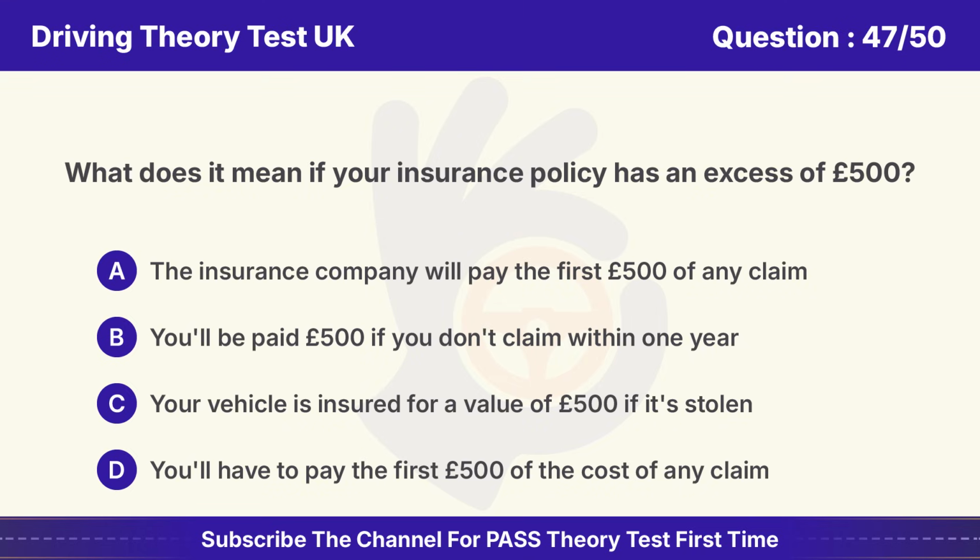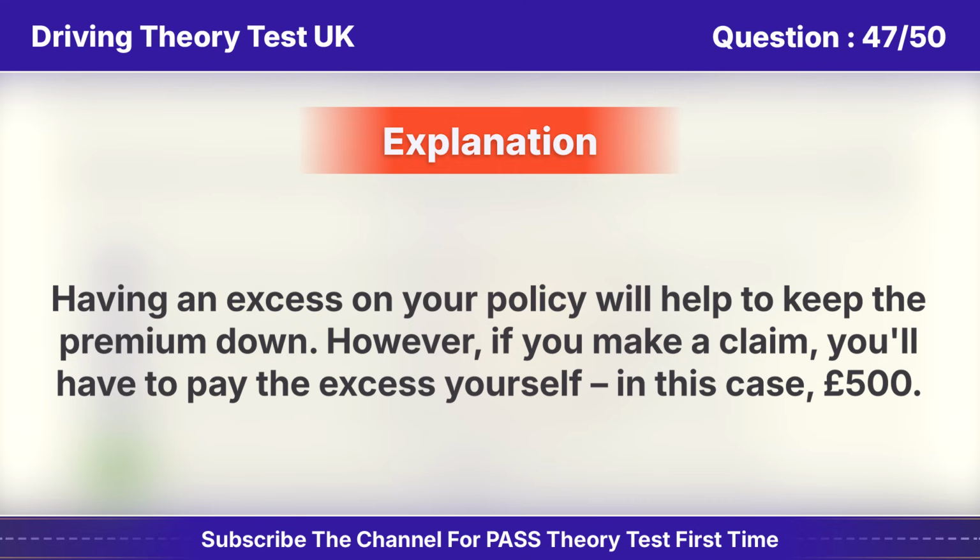Question 47. What does it mean if your insurance policy has an excess of £500? Answer is D. You'll have to pay the first £500 of the cost of any claim. Having an excess on your policy will help to keep the premium down. However, if you make a claim, you'll have to pay the excess yourself, in this case, £500.